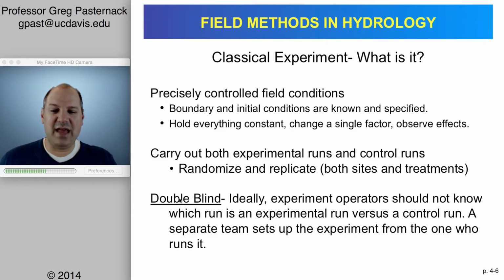And then ideally, you'd like to be doing a double-blind experiment in which the operators don't know whether they're collecting data from a treatment run or a control run. But of course, the reality is with the field kind of experiment, these are so big, you have to have your eyes open, and it's not like a placebo pill that looks the same as a real pill. You can usually see what's going on. So usually that isn't possible. It is possible, though, to have one team set things up and then the other team collecting the data.